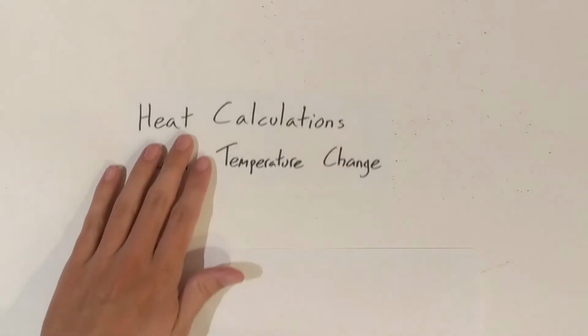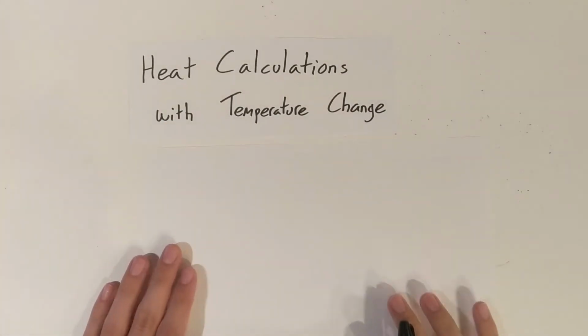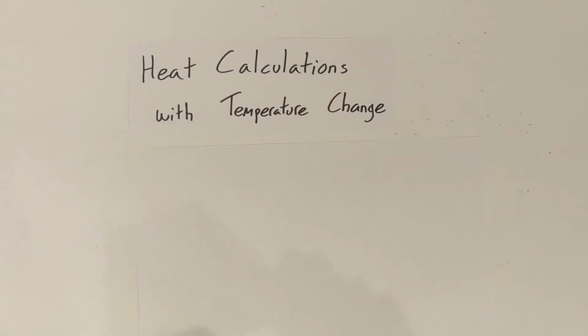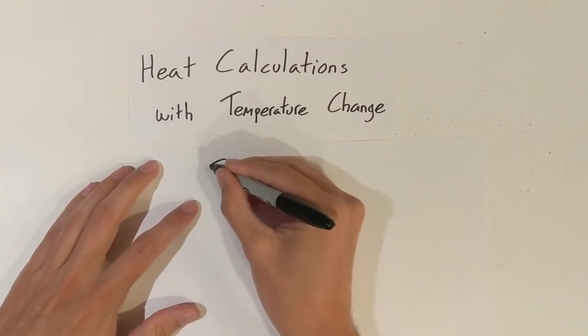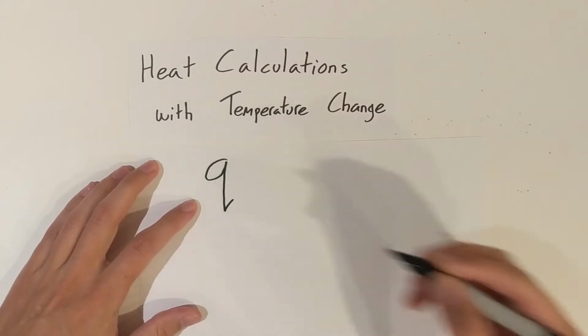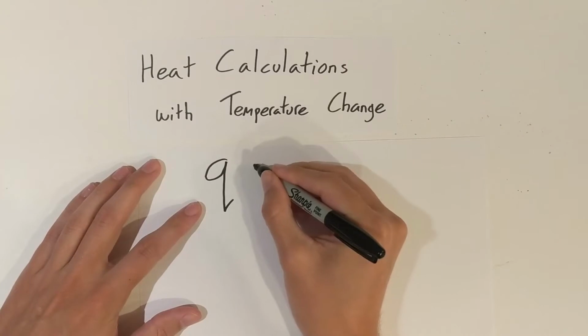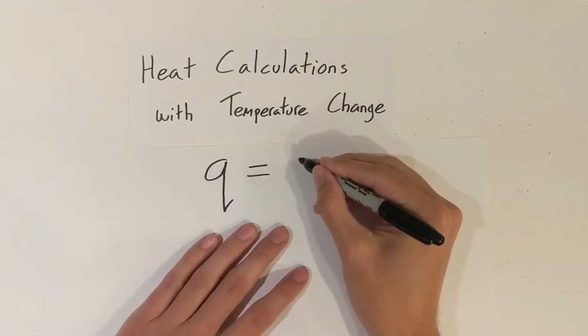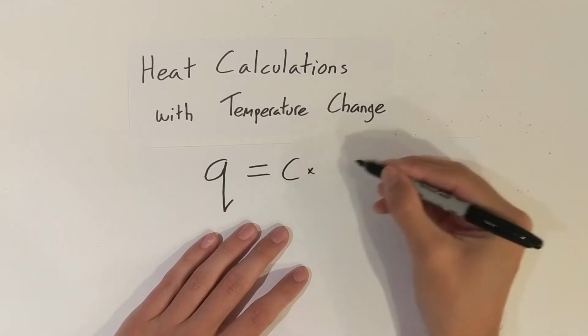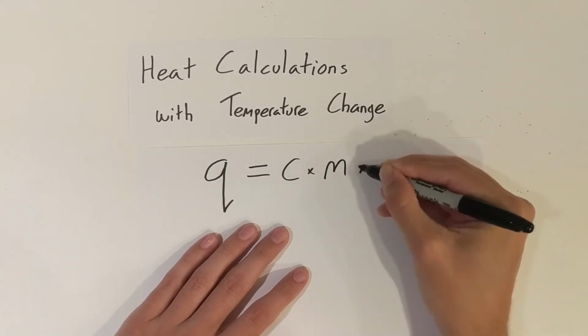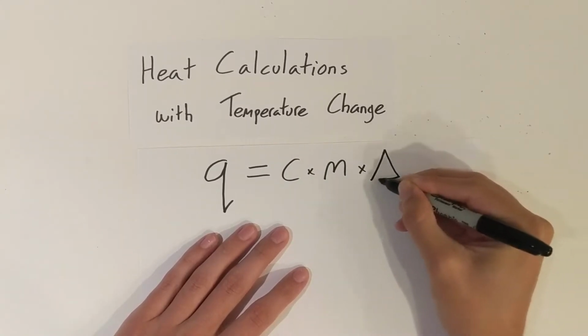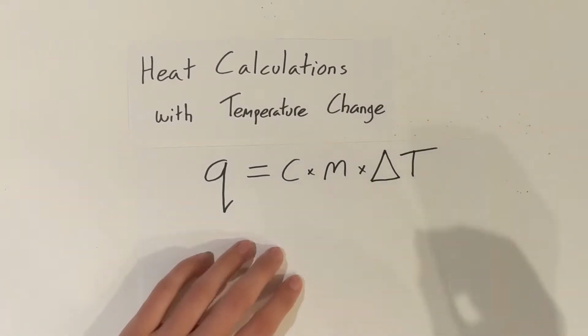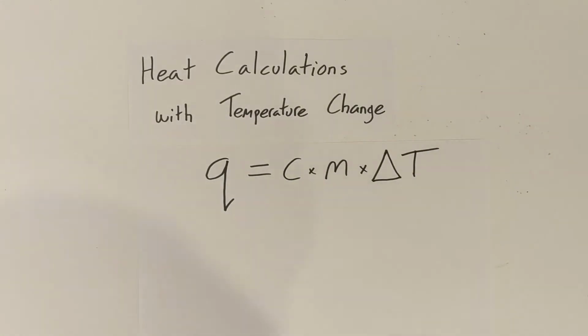And we're going to be using the same exact formula for all of these questions. So it's something we should write down in our notebooks. And we use it so much we'll probably have it memorized. So we got Q equals C times M times delta T. And we'll talk about what each of these things mean right now.